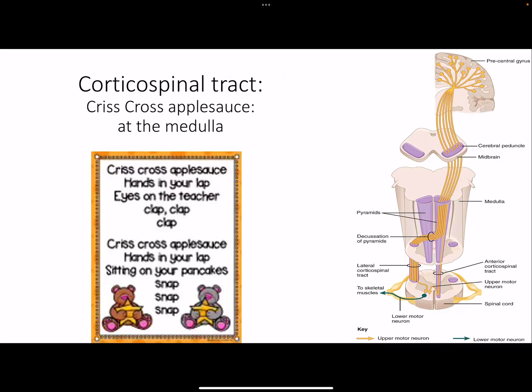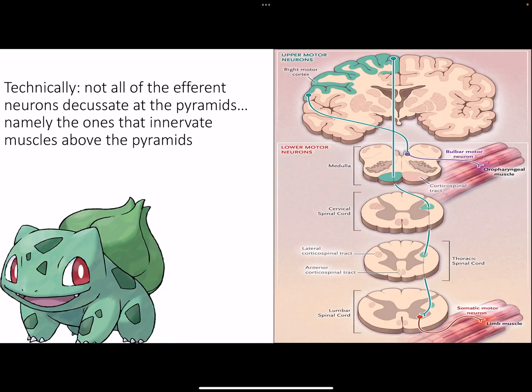Yeah, fun. All right, so some decussations to know. Corticospinal is decussating at the medulla, at the lower medulla. Not all of them technically. So most of the motor tracts are going to go to the arms, legs, abs, things like that. But we do have some motor tracts that are going to the face, and the face is going to be above the medulla. So technically they do decussate, right? Here's the right motor cortex. Everything is going to the left side of the body, but they're not decussating at the medulla. They're decussating, I don't know, somewhere else.